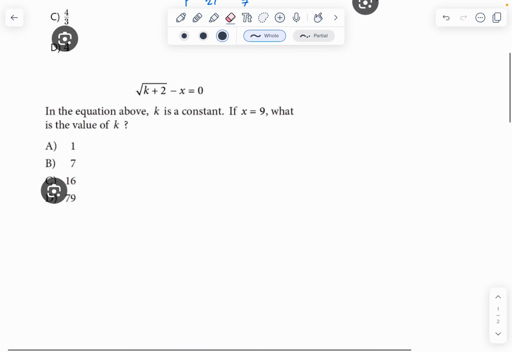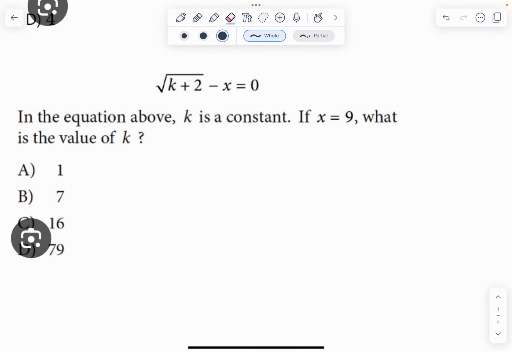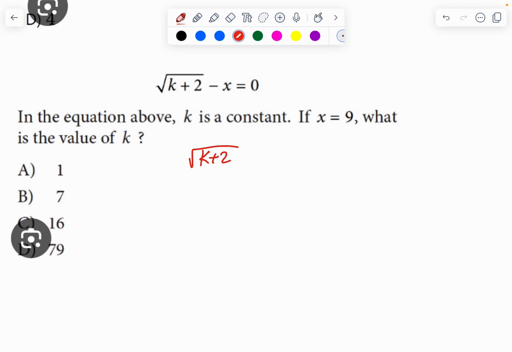Okay, the next one. In the equation above, k is a constant. If x equals 9, what is the value of k? I don't know if this is one that would cause you trouble or not, but I think it's relatively straightforward.